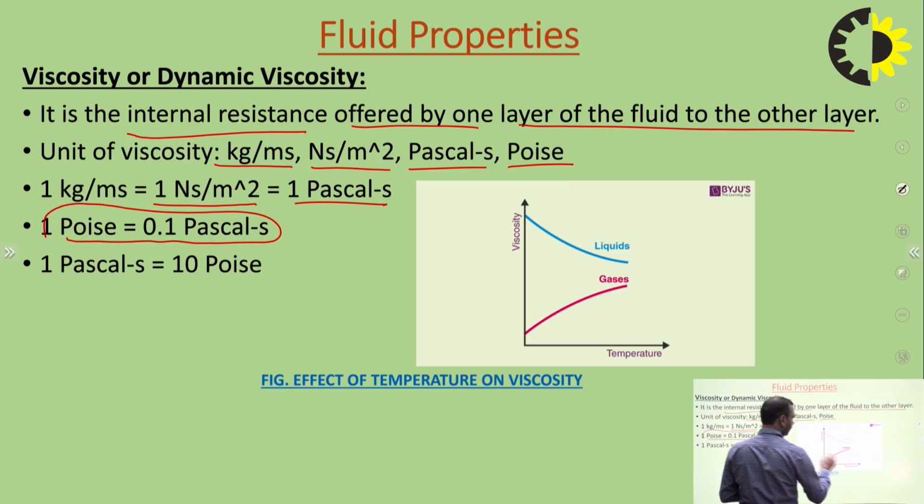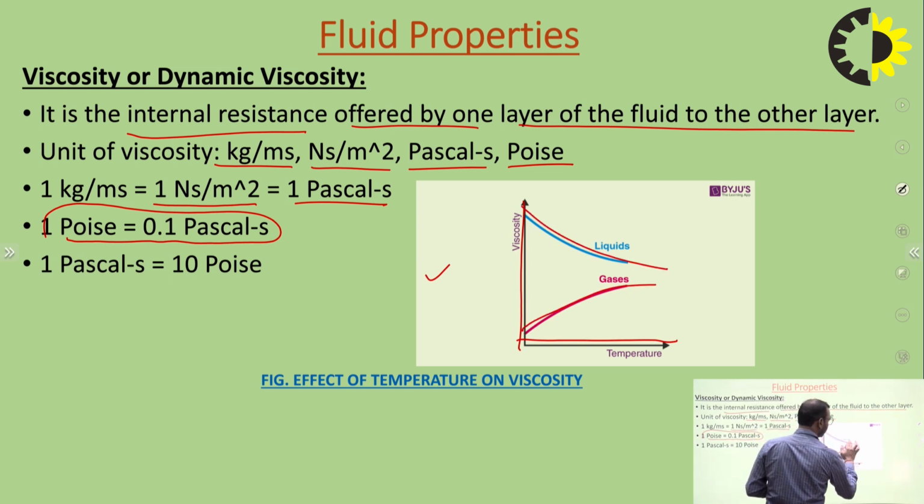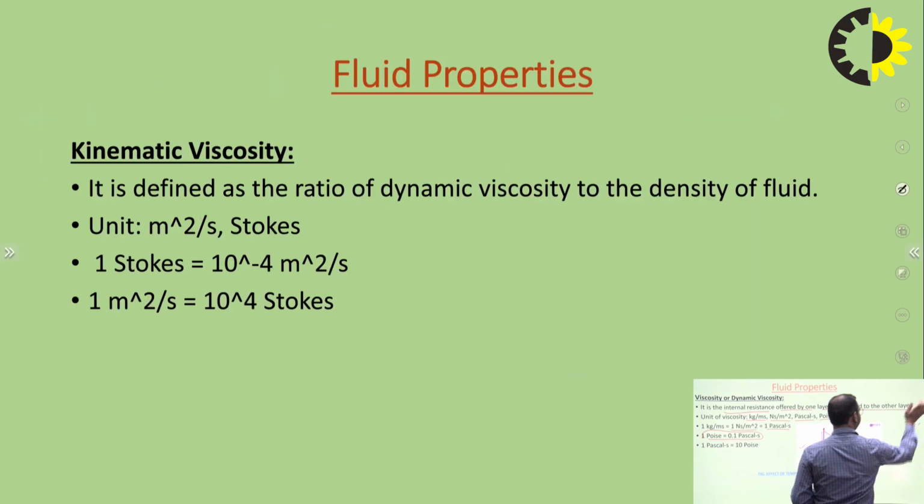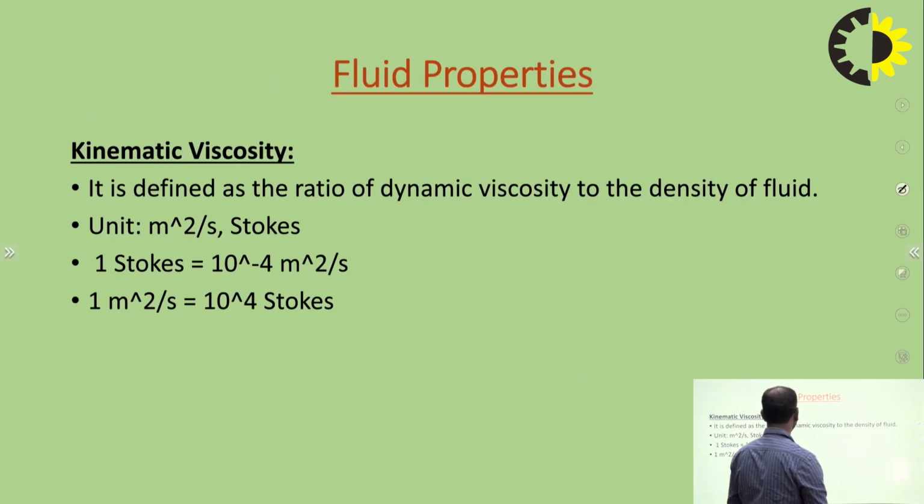Now I will discuss the effect of temperature on viscosity or dynamic viscosity. In this figure, this is the temperature axis and this is the viscosity axis. With rise in temperature, viscosity of gases increases, whereas viscosity of liquid decreases. This is the effect of temperature on dynamic viscosity or viscosity.